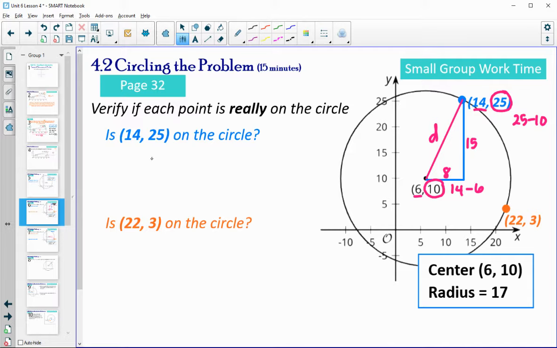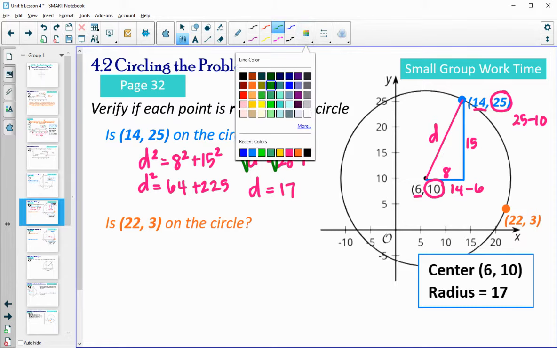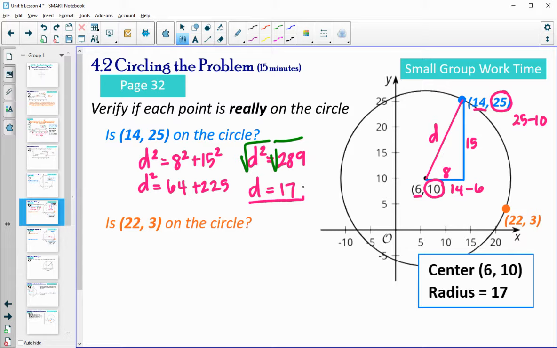So now we see the legs here. We're going to do d squared equals 8 squared plus 15 squared to figure out the distance between these 2 points. So 64 plus 225, so d squared is equal to 289. Square root that, and you get d equals 17. So the distance between these 2 points is 17 units, which is your radius. So that means this is on the circle.